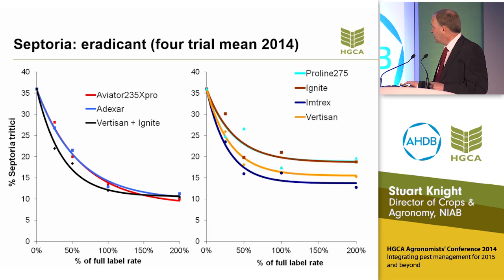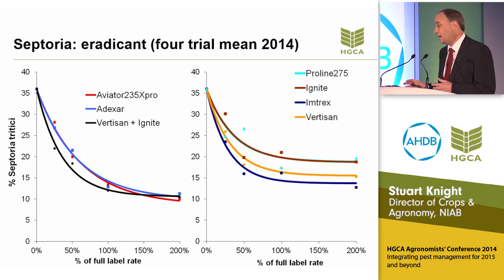Now, another thing you'll notice here, Proline and Ignite: you won't even be able to see the Proline line very easily because it's actually underneath the Ignite line. So in terms of eradicant activity in 2014, there was no difference between the products. And again, if you look at the straight SDHIs, the Imtrex and the Vertizan, again relatively similar performance, but once again better than either of the 2 azole treatments.